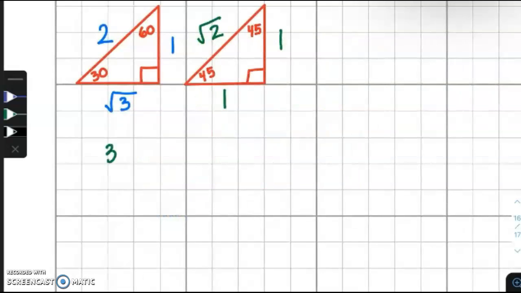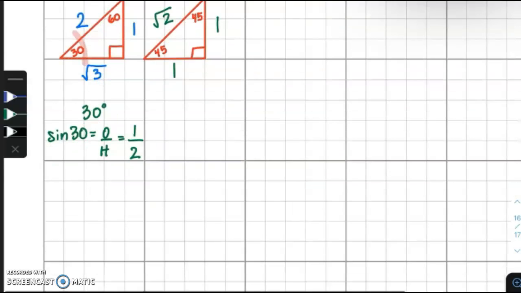So let's look at 30 degrees. The sine of 30 is the opposite over the hypotenuse, which is going to be, now we're focused on 30 as our reference angle. So opposite of 30 is the 1, the hypotenuse is 2. Then we're going to do the cosine of 30. That's adjacent over hypotenuse, the adjacent side. So the side that touches 30 is radical 3, and the hypotenuse is 2.